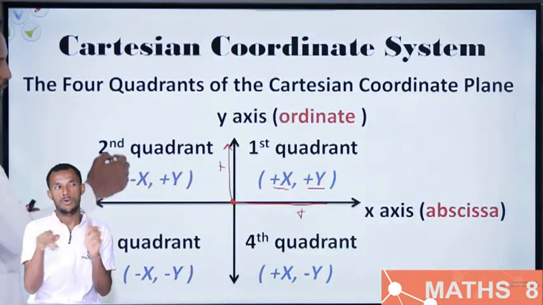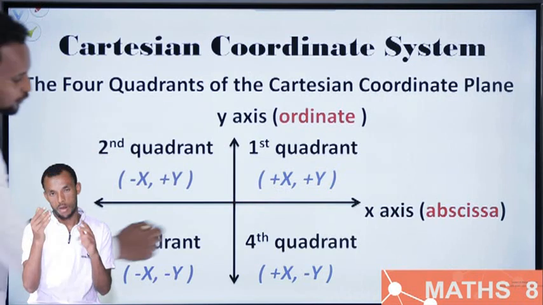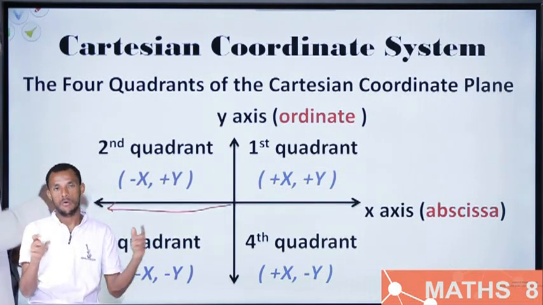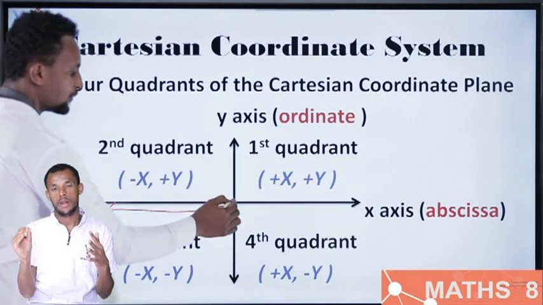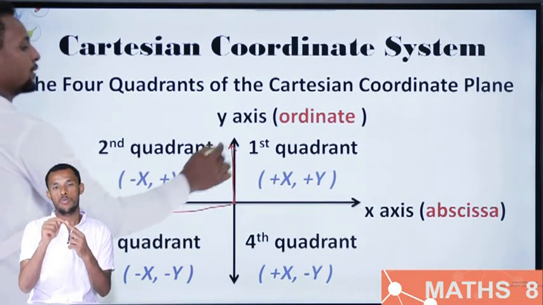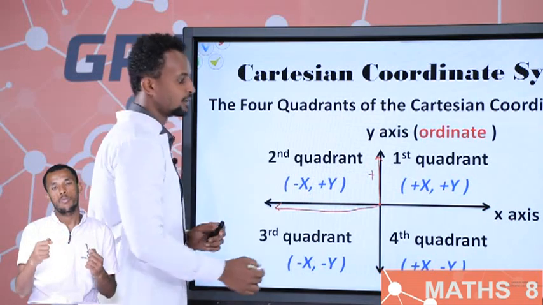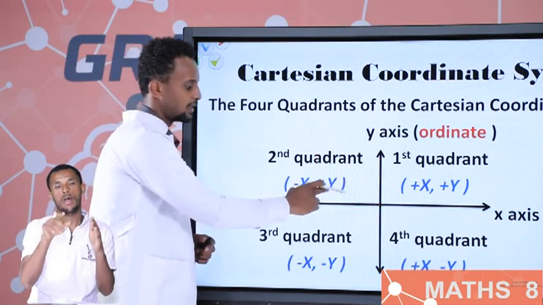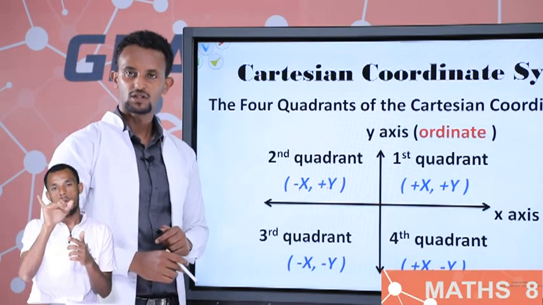In quadrant 2, we have a negative x to the left. From the origin to the left is a negative value, and from the origin going up is a positive value. Therefore in this region the value of x is negative and the value of y is positive.